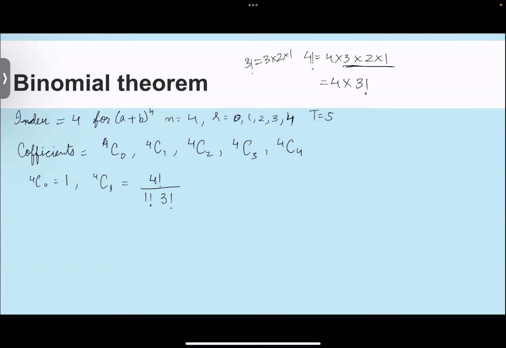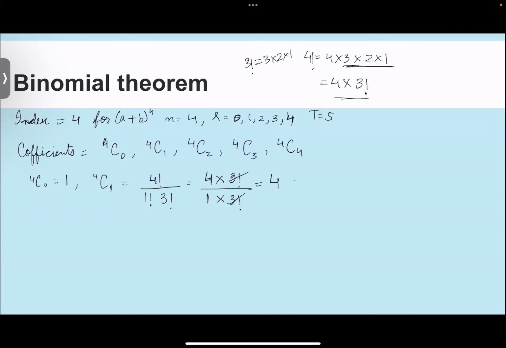So what it does is that if you write it in this reduced or simplified form, you can just cancel out if the same factorial value is appearing in the denominator. So when you get 4 factorial upon 1 factorial into 3 factorial, you can write this as 4 into 3 factorial upon 1 factorial, which is 1 into 3 factorial. So 3 factorial and 3 factorial get cancelled. You are left with 4. Okay. So 4C1 is equal to 4.